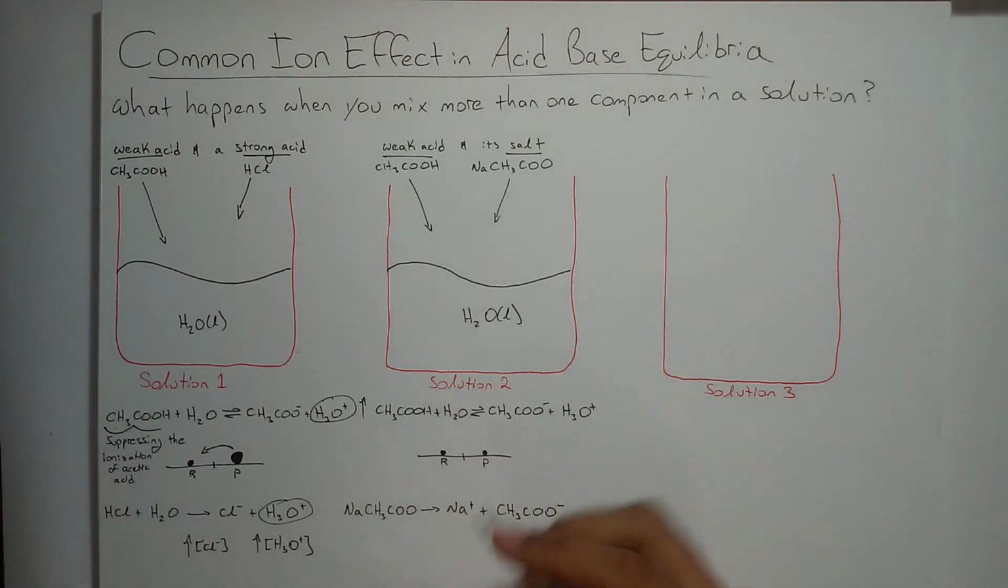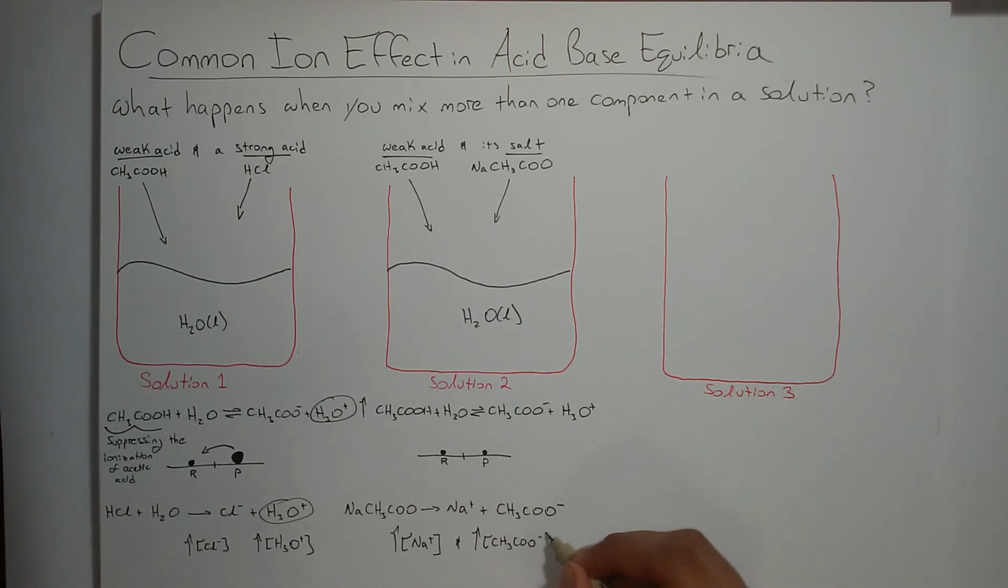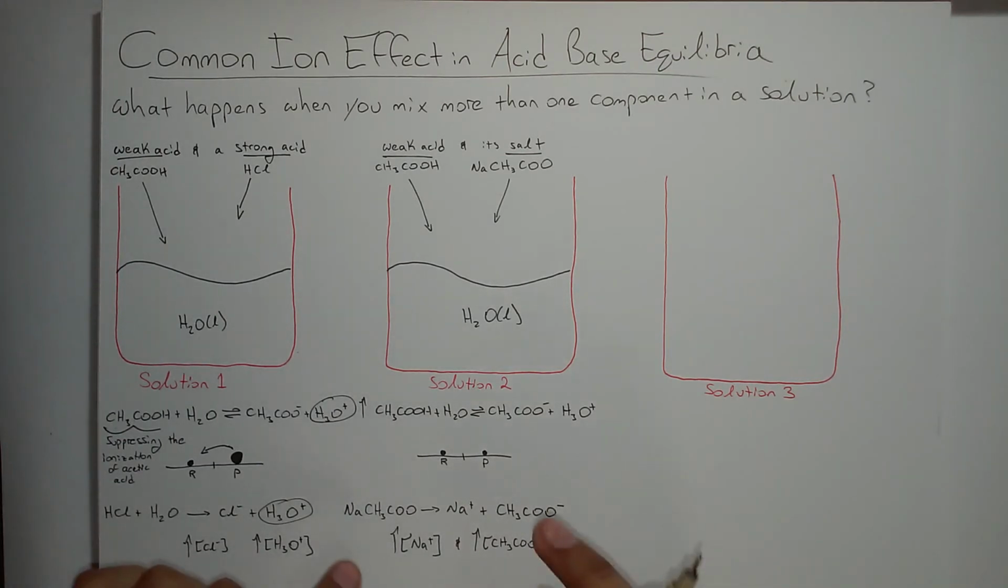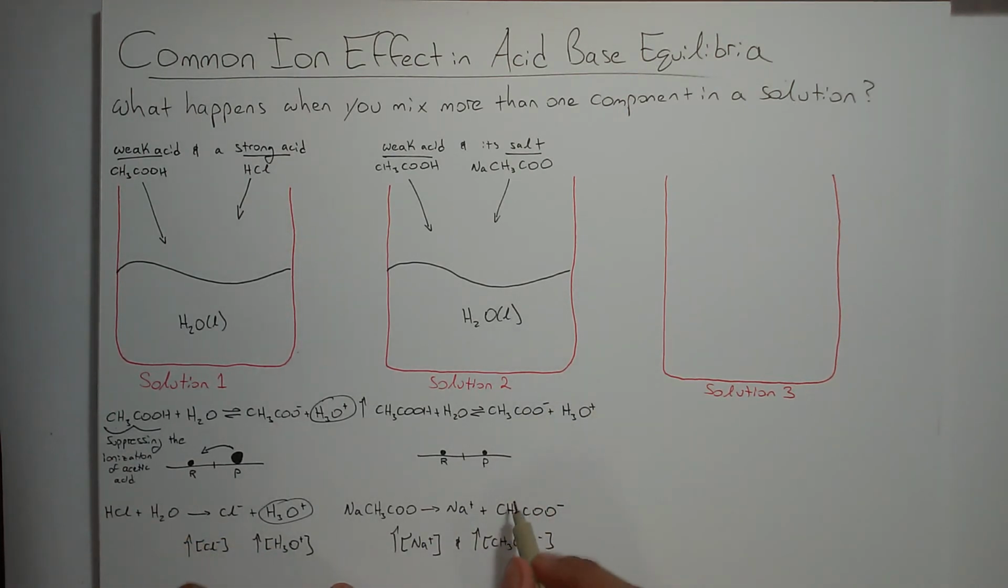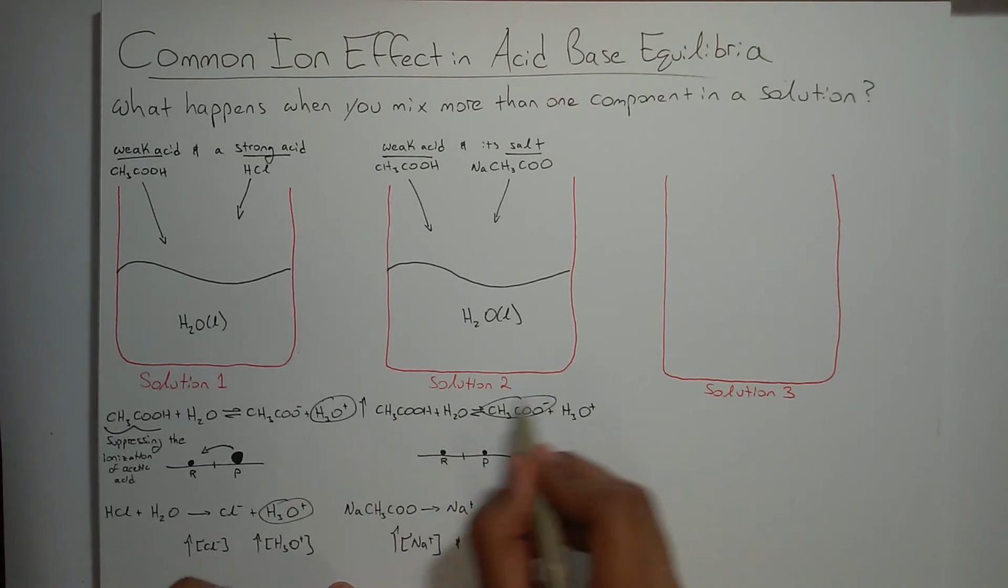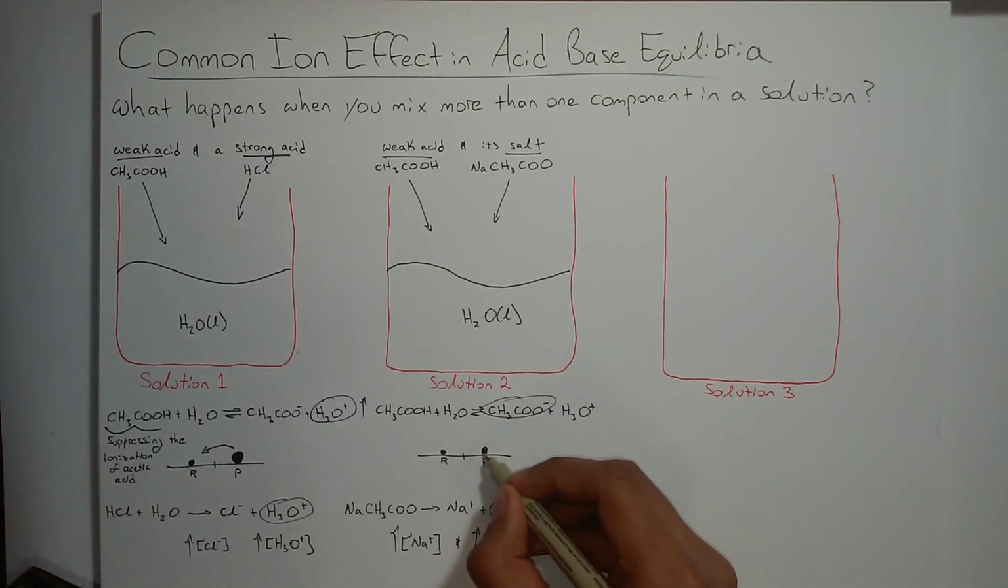Notice what happened when I tossed the salt inside of this solution. What did I do to the solution? I increased the concentration of sodium plus, and I increased the concentration of CH3COO minus. Notice here, what happens to this reaction when I toss in this salt? You guys see how this right here is the common ion between these two reactions? CH3COO minus is the common ion between the reactions. And notice that I'm increasing the amount of CH3COO minus inside of this solution, meaning that I'm increasing the amount of products that I have.